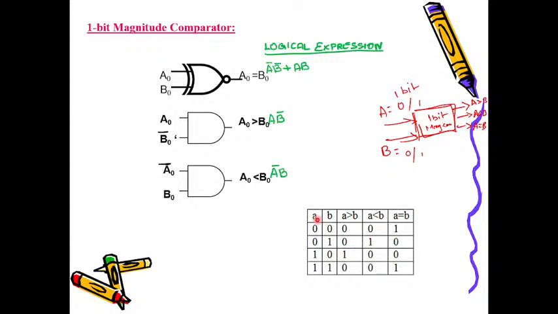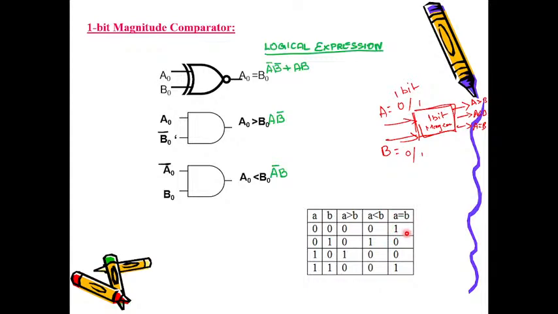How many inputs? Two inputs, A and B. When A is 0, B could be 0 or 1. When A is 1, B could be 0 or 1. You have to compare all these possible combinations. While comparing, the output could be either greater than, lesser than, or equality. If both A and B are 0, now which output has to be high?